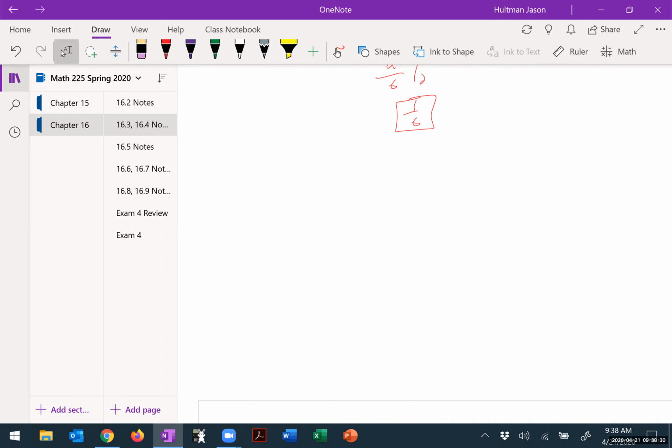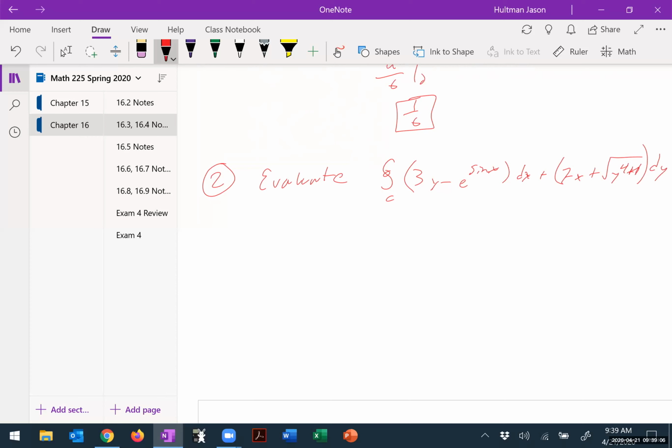Number 2. Evaluate the positively oriented line integral of 3y minus e to the sine x dx plus 7x plus the square root of y to the fourth plus 1 dy, where C is the circle x squared plus y squared equals 9.